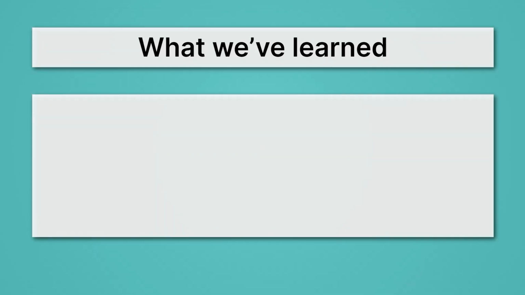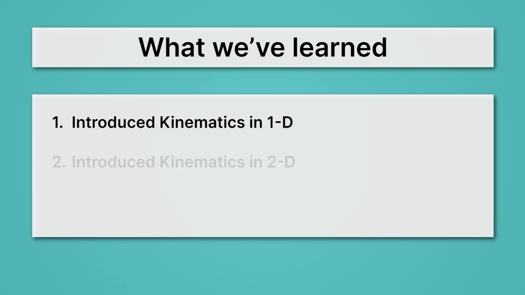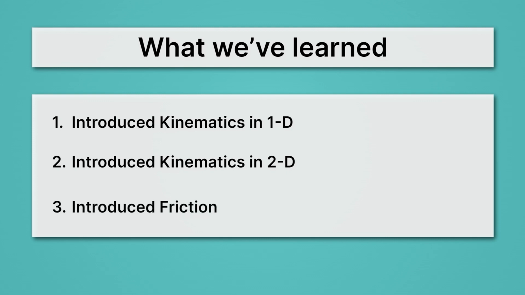Let's review what we've learned. First, we introduced kinematics in 1D. Remember, kinematics is studying motion with math. And we talked about tracking that in one dimension, like how far a runner has run. Then we introduced kinematics in 2 dimensions, where we saw that we could track something like a rock flying out of a volcano. And to do that sort of math, we're going to split up position, velocity, and acceleration into 2 separate components.